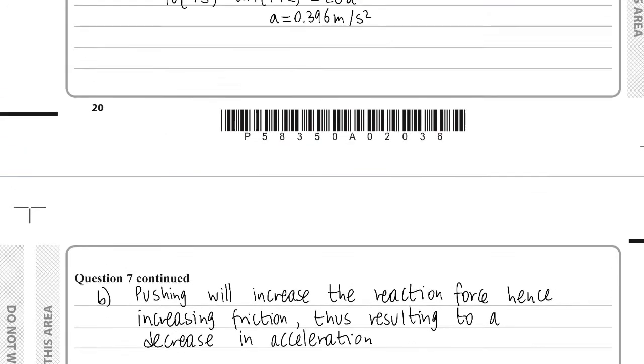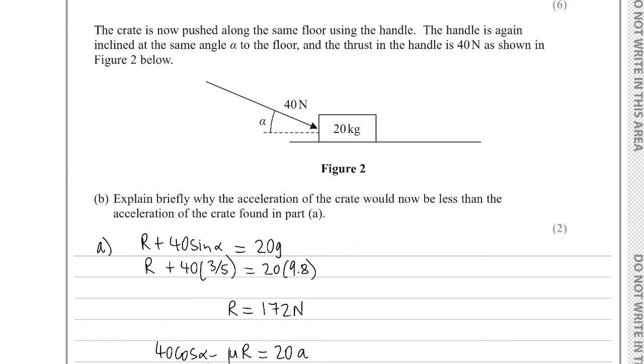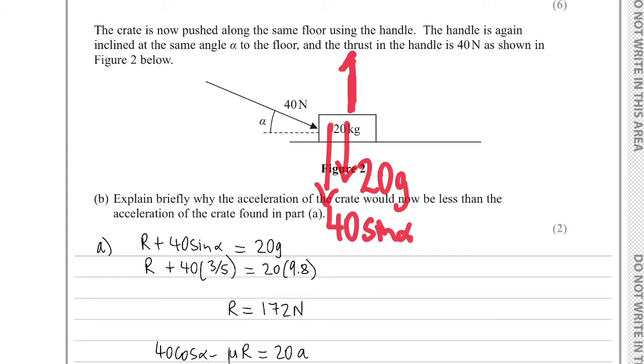So it's because we are pushing now, we've got, apart from the 20g, this component here, the 40 sine alpha, that's making this reaction force greater and therefore increasing the resistive forces and therefore reducing the acceleration.